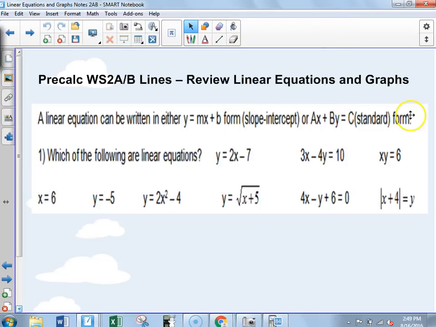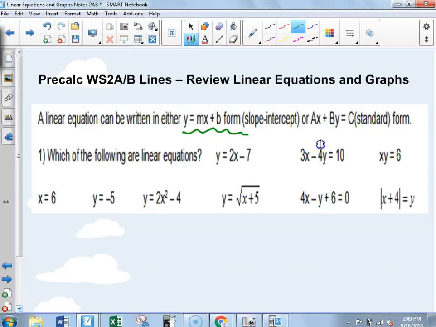So if we look, and we remember that the equation of a line can be this form, which we call slope-intercept. This might be a more unusual form to some of us, standard form. Okay, we'll talk more about what that means, but it just means you've got an x and a y and you can arrange things to look like this. We'll talk about the rules of standard form in a second. But which of these are linear equations then? Can anybody tell me one that isn't a linear equation?